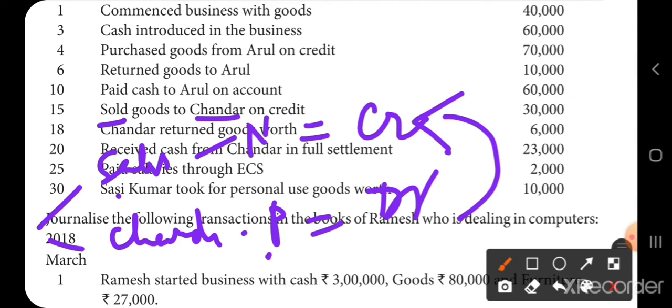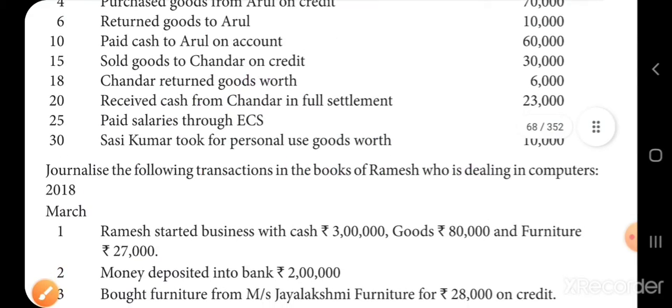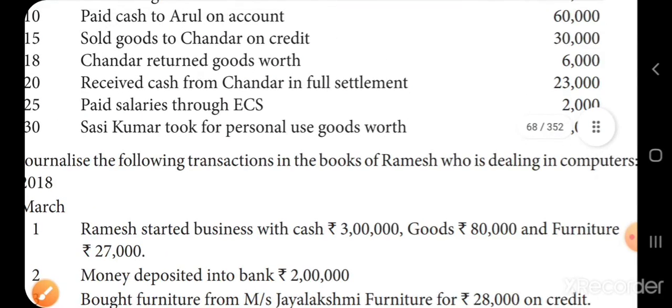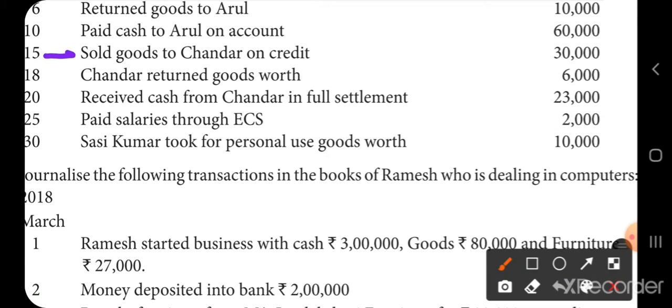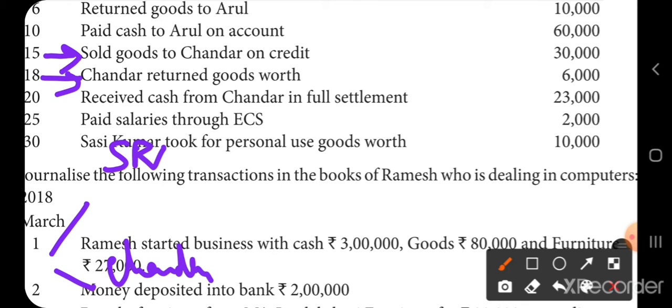Okay. The next transaction, Chandar returned goods worth rupees 6,000. So on 15th, you have sold the goods to Chandar. Now on 18th, Chandar is returning the goods. So that is sales returns. Sales returns and Chandar. Here sales returns is related to the goods. So it's a real account.